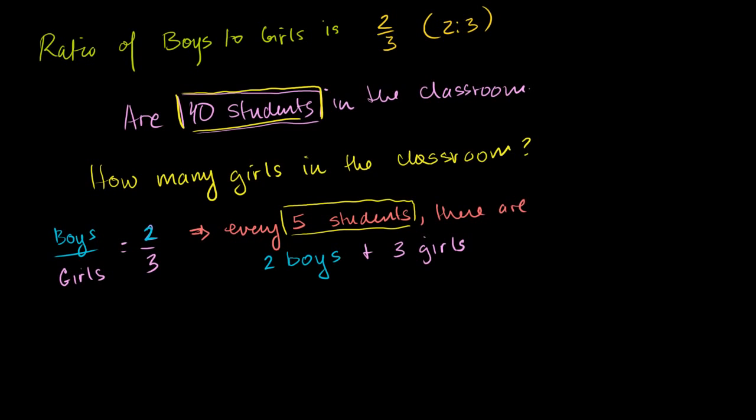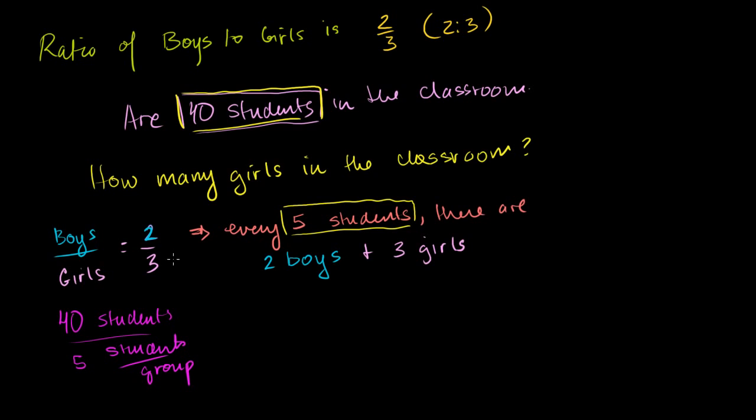Let me do it in this purple color. I have 40 students, and there are 5 students per group. I figured out that group just by looking at the ratio. For every 5 students, I have 2 boys and 3 girls.